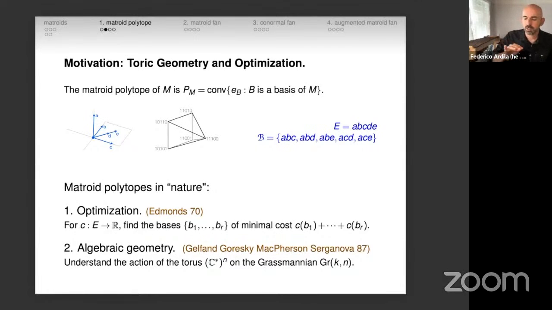So there's a way in which the k-dimensional space that you started with has a matroid associated to it. When you look at that torus orbit, and you look at the polytope associated to it, you get exactly that matroid polytope. So the matroid polytope arises very naturally in that way in toric geometry.